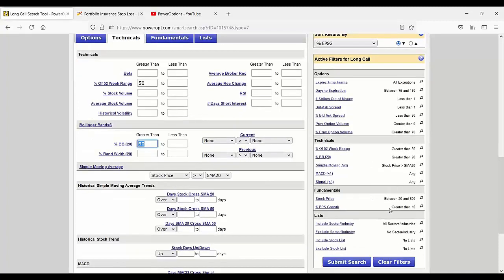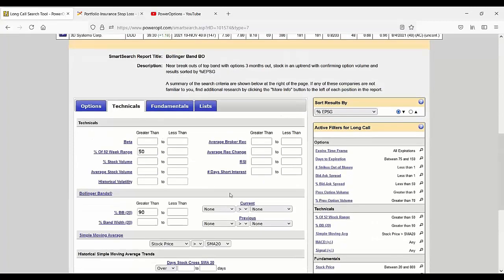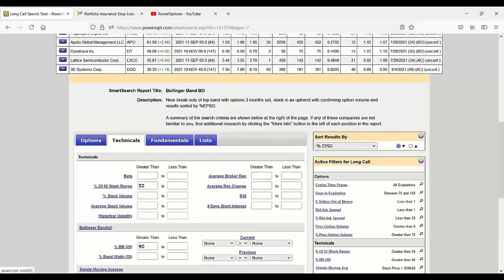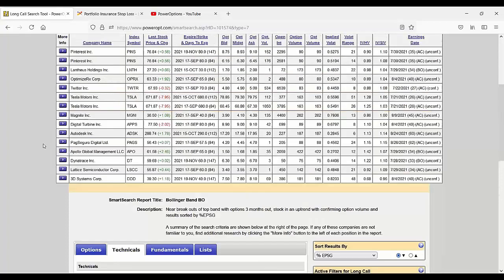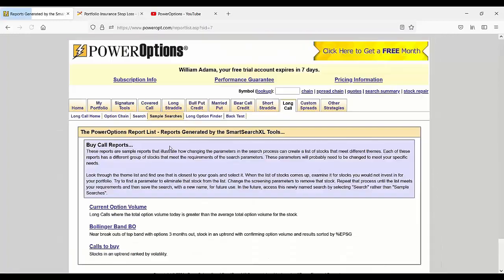And of course, other similar criteria for earnings per share growth. This is based more on a technical filter, looking for options that are maybe poised for a breakout in those situations. Okay. And last but not least, in our sample searches, current option volume.